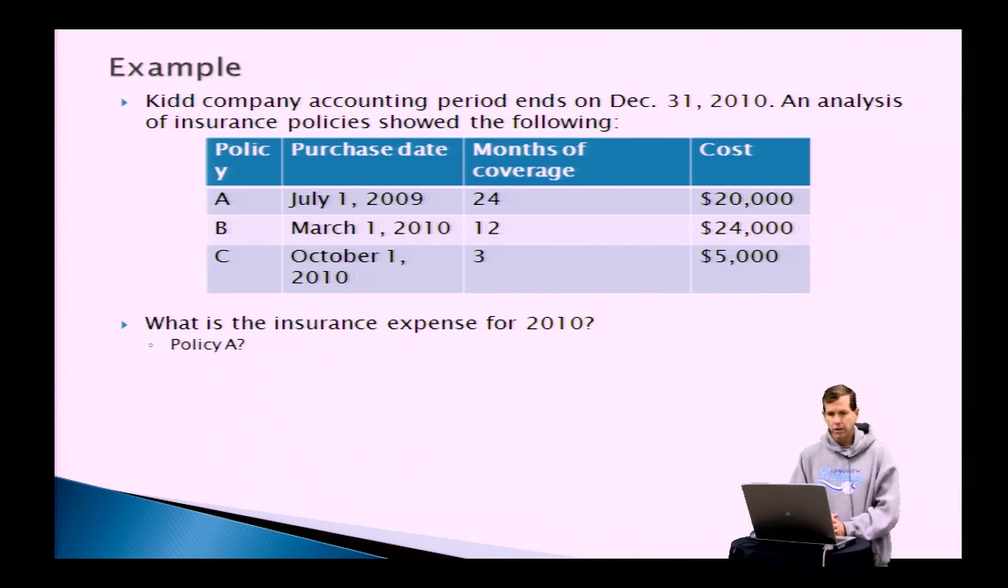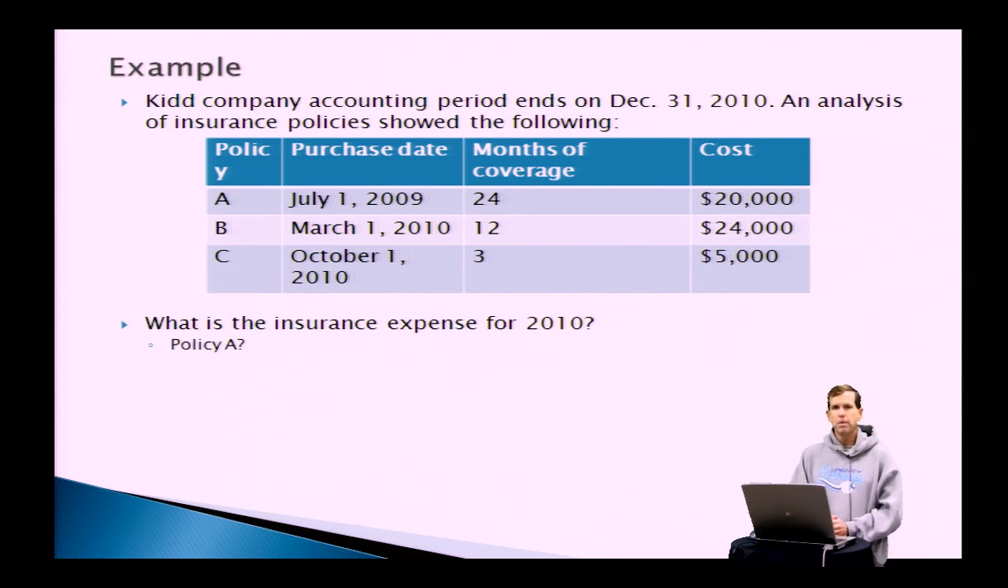You look at policy A, we purchased it July 1st, 2009. Now keep in mind, we're in the 2010 accounting period, okay? So we actually bought this policy last year. When we bought this policy, it covered us for the next 24 months, and our cost is $20,000. Well, what we want to know is how much of this policy expired in 2010. Or another way of saying this is how much of this policy did we use up in the accounting period 2010, which of course is 12 months, right?